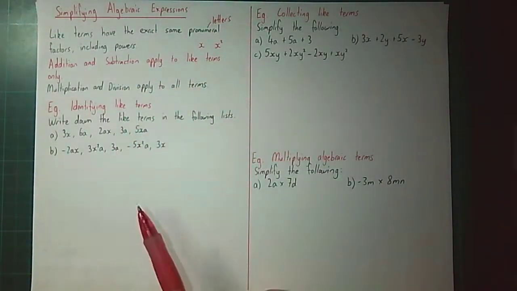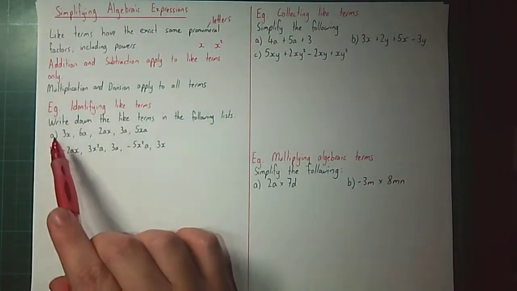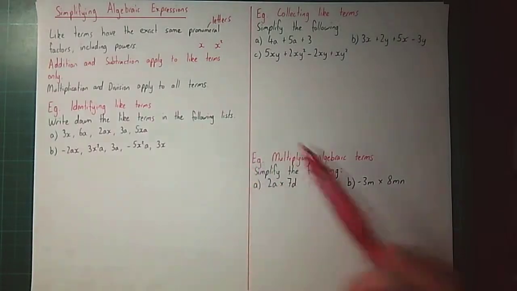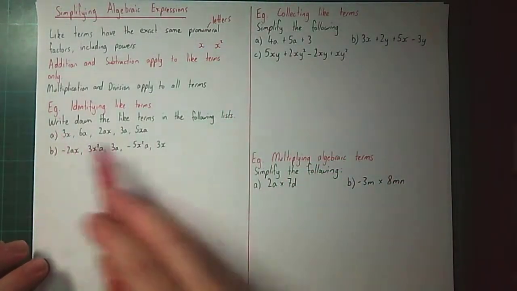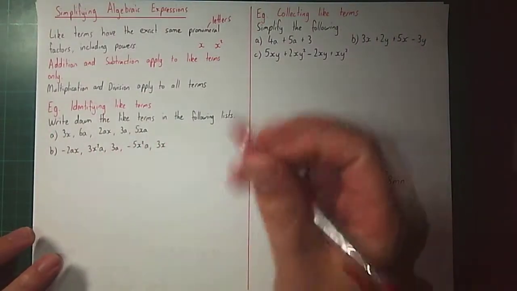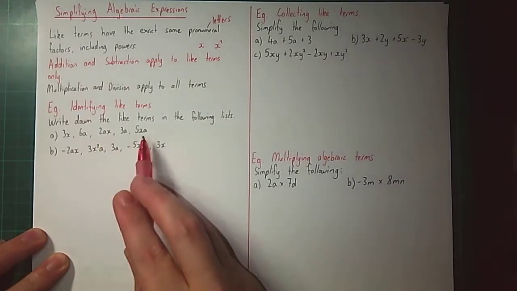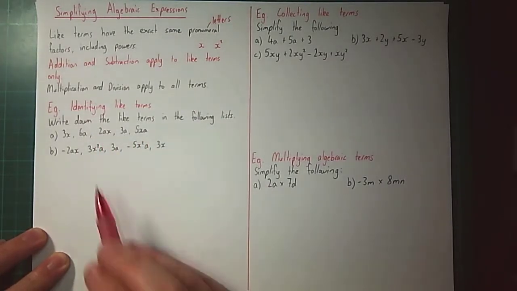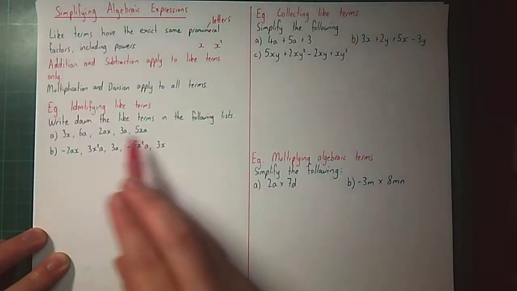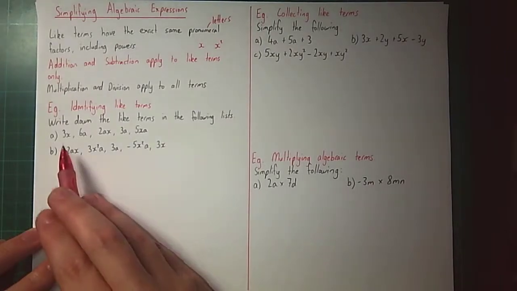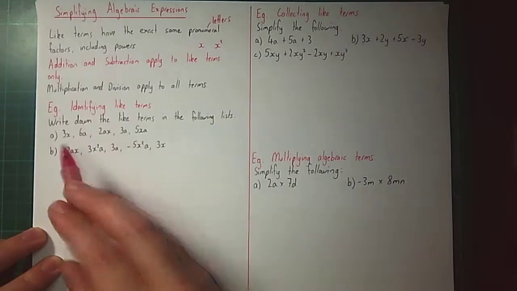So the first example is just identifying like terms. The question asks, write down the like terms in the following lists. So what I'm going to do, I've got a red pen here, I'm going to underline what's similar. So we've got 3x, 6a, ax, a, and xa. Okay, so we can see that there's an x here, but there's no other x by itself. So it's the only one like it, so it doesn't have a like term amongst this list.